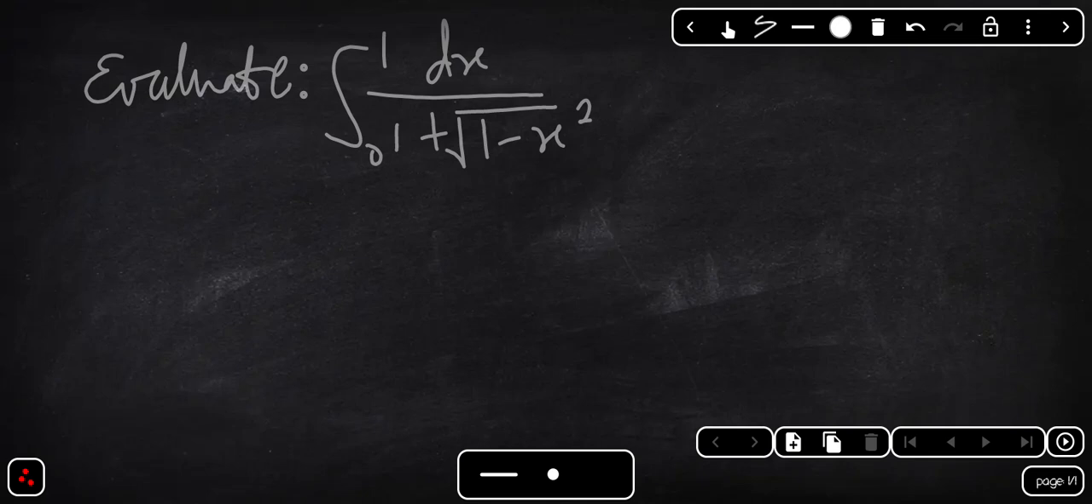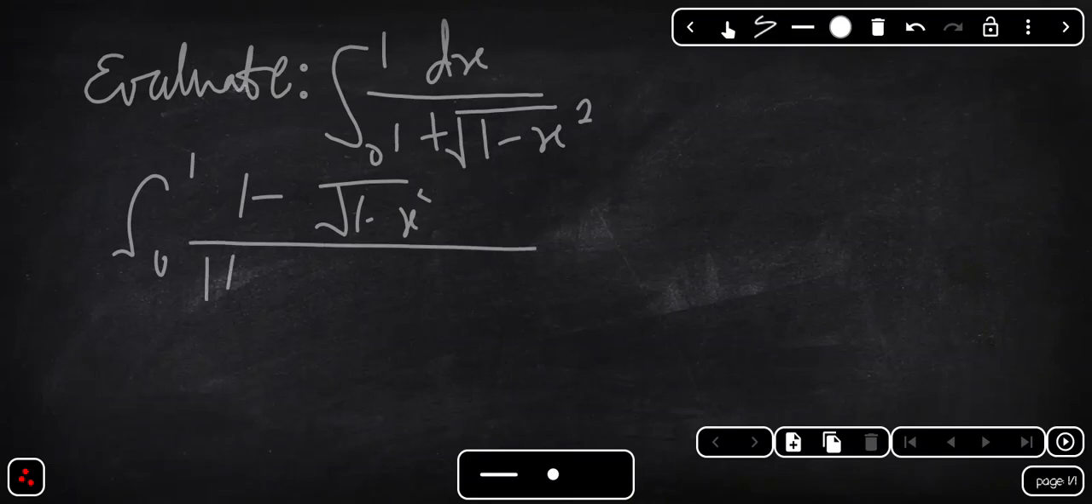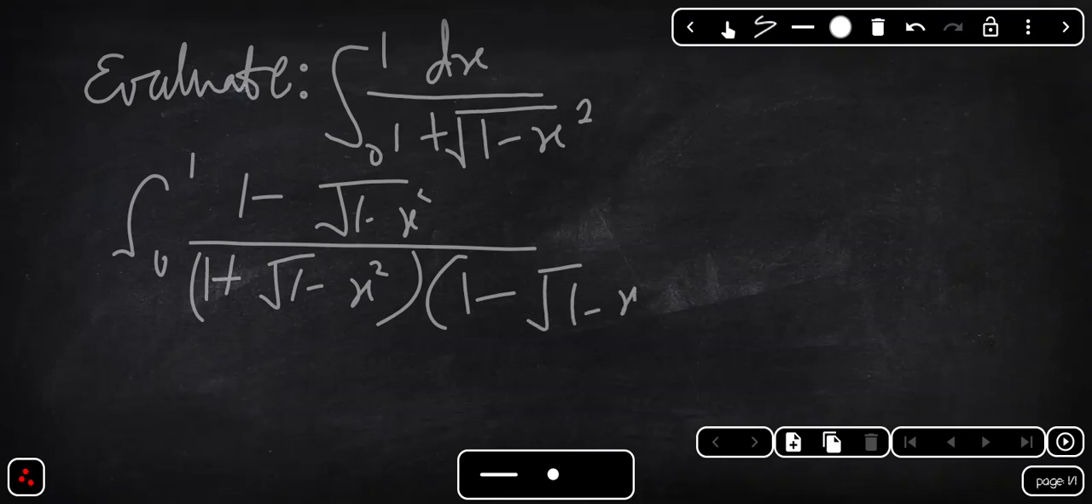So let's start. The first thing I'm going to do here is rationalize, because this is the 1 over 1 plus square root of 1 minus x squared. So I'm going to rationalize this. If I rationalize that, I'm going to have the integral from 0 to 1 of 1 minus square root of 1 minus x squared over 1 plus square root of 1 minus x squared, multiplied by 1 minus square root of 1 minus x squared dx.